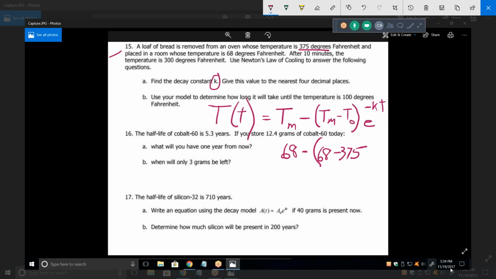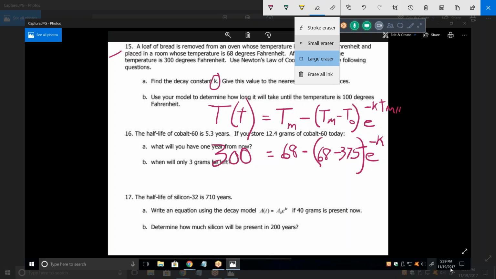After 10 minutes, the temperature is 300. What two things does that allow me to answer? You can put your T in, or your time in. Well, after 10 minutes, the temperature is 300. 300 is the temperature after a period of time, and then the little t is 10 minutes. Yeah, I guess it is.